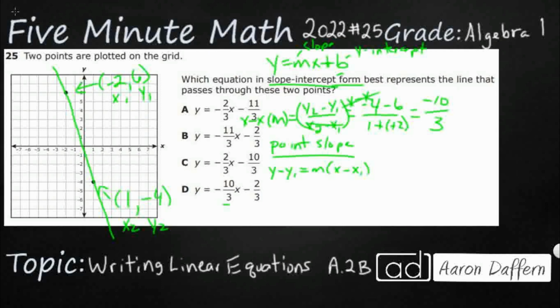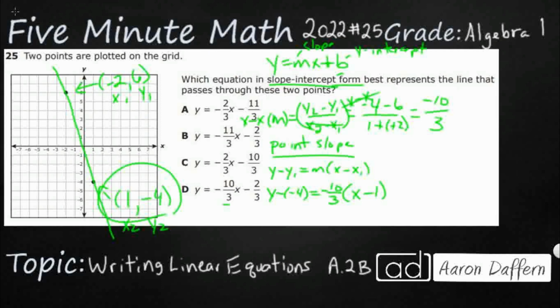And let's take 2 points. Let's just take this right here. Doesn't matter which one you do. We're going to plug this in. So y minus, and then what's my y coordinate? -4. So y minus -4 equals, what's my slope? -10 thirds. Remember, slope is represented by m. X minus, what's my x coordinate? 1.